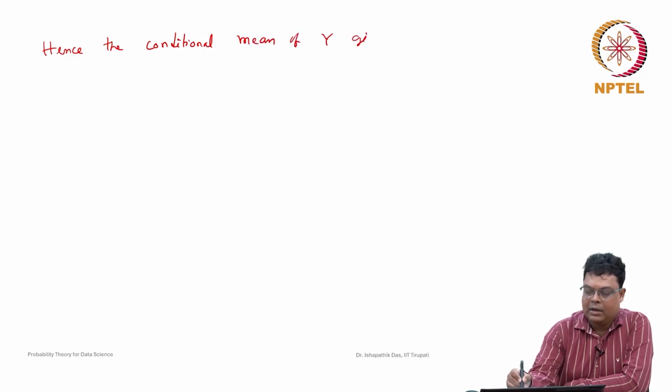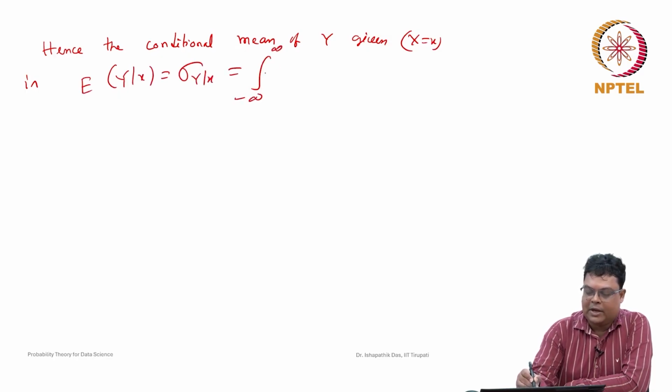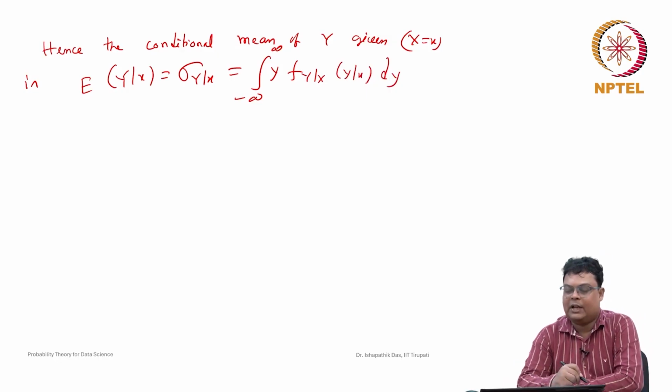Hence the conditional mean of y given x equal to x. The definition is the expected value of y given x, which is the integral from minus infinity to plus infinity of y times f of y given x dy. So this is the definition.